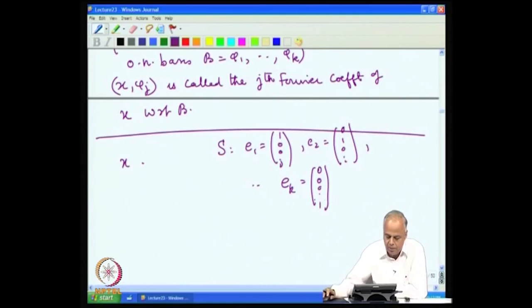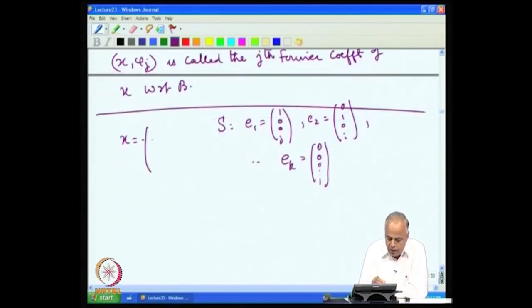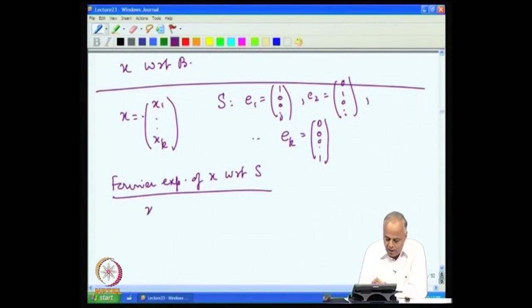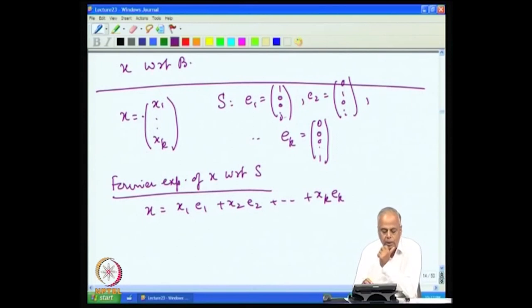This is the standard basis, and if I have X which is x1, x2, ..., xk, then if I expand with respect to this standard basis, the Fourier expansion of X with respect to this basis is nothing but X is equal to x1 e1 plus x2 e2 plus ... xk ek, because the dot product of X and e1 picks up only the first coordinate. The dot product of X and e2 picks up the second coefficient and so on and so forth. And therefore, we have the Fourier expansion of X with respect to S as this.